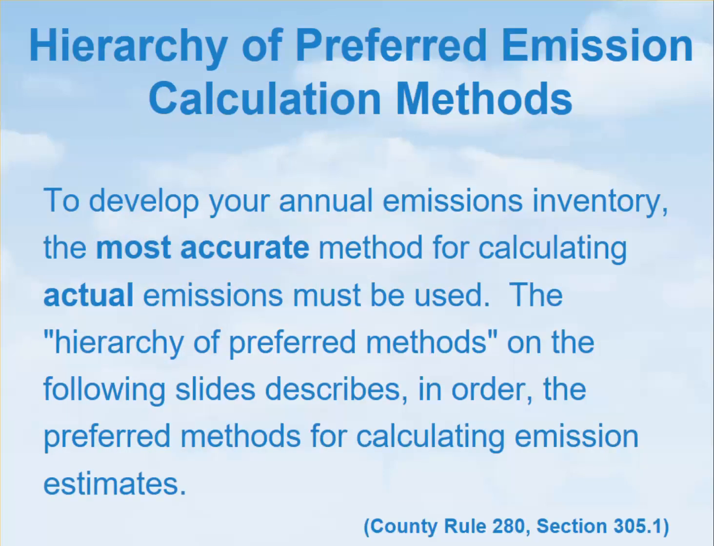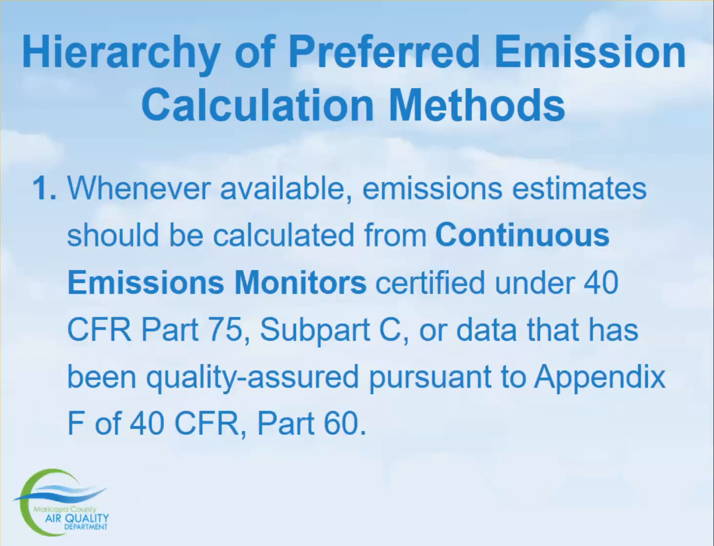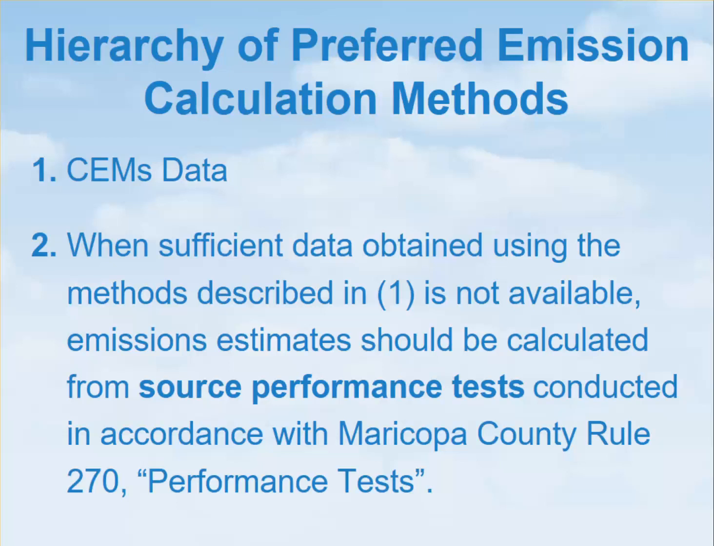There are different methods that can be used to calculate emissions, and you must use the most accurate method available for your facility. The following hierarchy of preferred methods describes the order of preference for emission calculation methods. The first preferred emissions calculation method is the use of certified continuous emissions monitors. This method directly measures what is coming out of the emission source. The second preferred method in the hierarchy is emissions calculations from the source performance test conducted in accordance with Maricopa County Rule 270. It is important to use the most recent test for this approach.